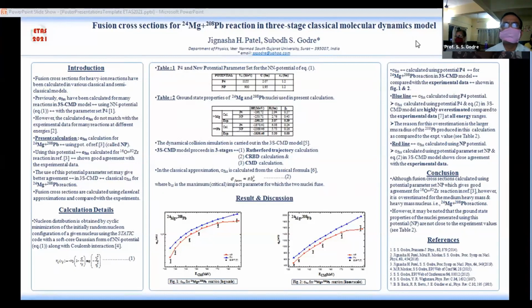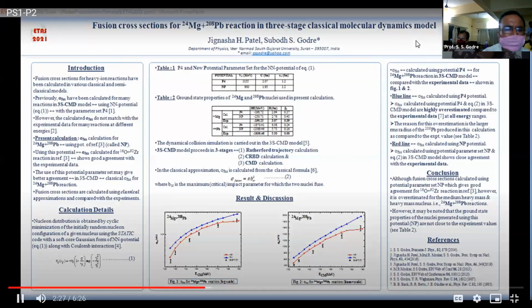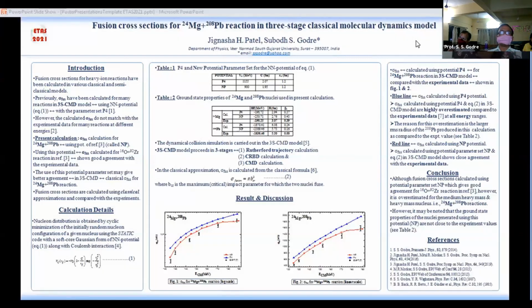So here, first we generate the nucleus using the static code, in which nucleon distribution is obtained by cyclic minimization of the initially random nucleon configuration of a given nucleus with a soft Gaussian form of NN potential, which is given by equation 1. Now here table 1 shows the old and new potential parameter sets for the NN potential of equation 1, and table 2 shows the ground state properties of the 24 magnesium and 208 lead nuclei used in the present calculation.